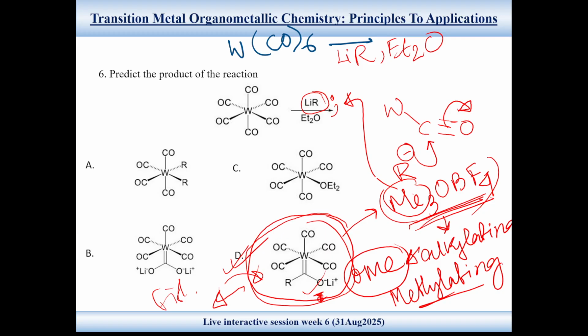Sometimes we use methyl iodide also, which is also an alkylating agent. But compared to methyl iodide, Me3OBF4 is a stronger alkylating agent. Actually it will be Me3O plus BF4 minus, that is called methyl oxonium borate.